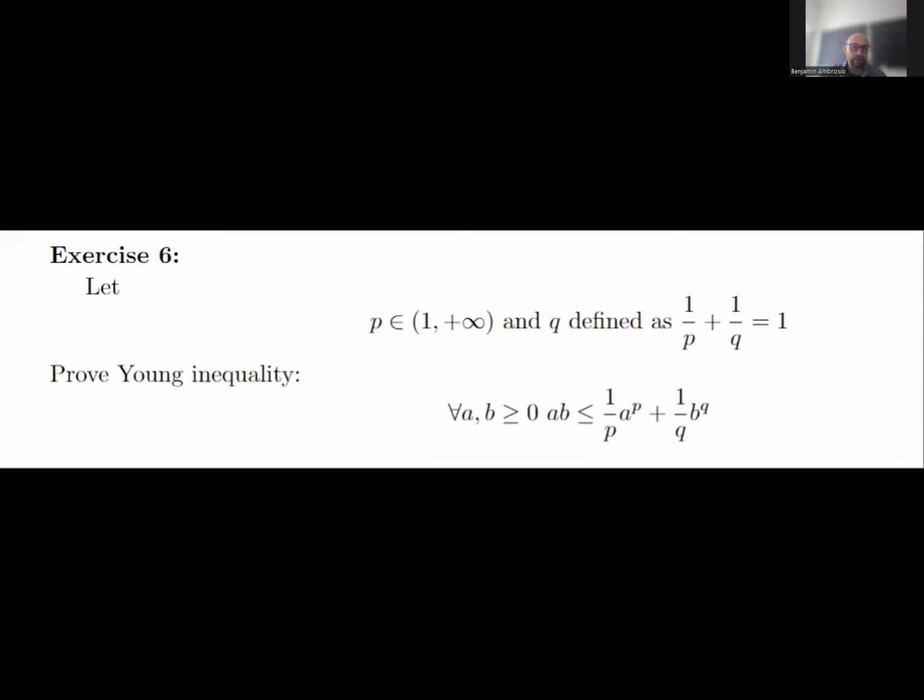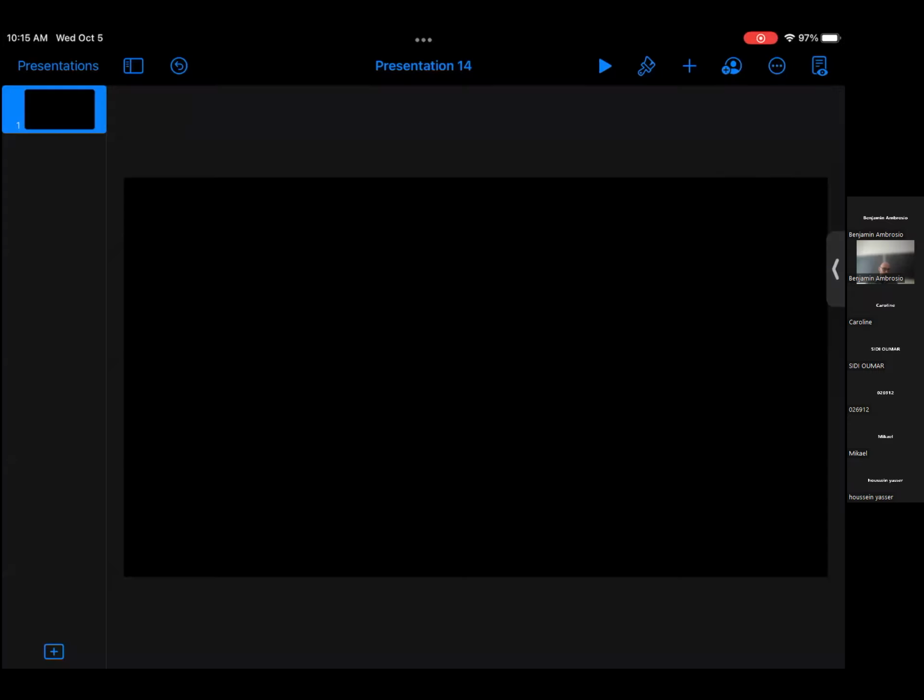So the first exercise of today is to prove Young inequality. That's written right here. And yeah, so try to prove it. All right, so the key point to prove the Young inequality is to remark that the logarithm function is concave.